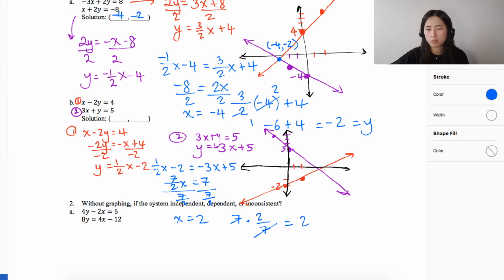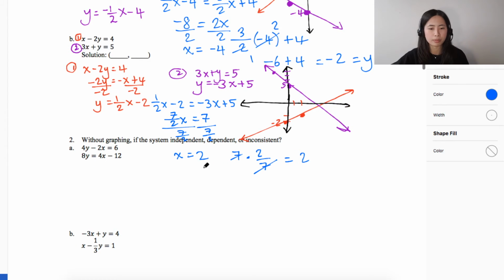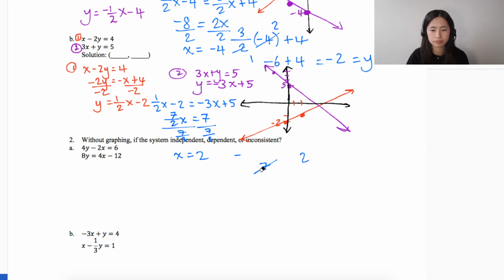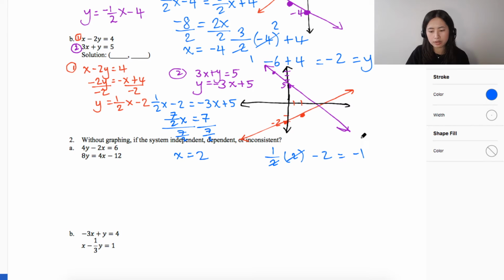So from there, once you know that x is equal to 2, remember what I said, you're going to pick any of the equations that you prefer, and then you're going to plug in the 2. So maybe we can just take this, the 1 half. So you have x is equal to 2, so I'm taking 1 half times 2 minus 2. So I know that this is 1. 1 minus 2, which is equal to negative 1.